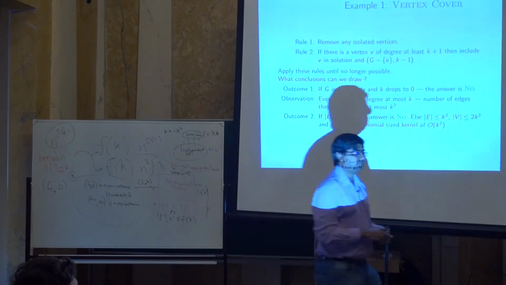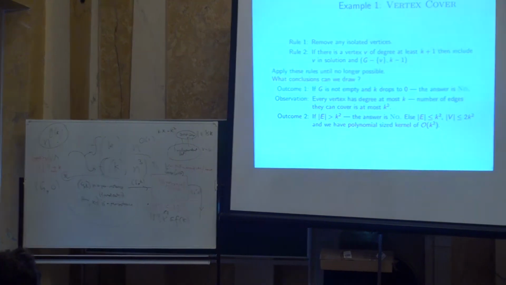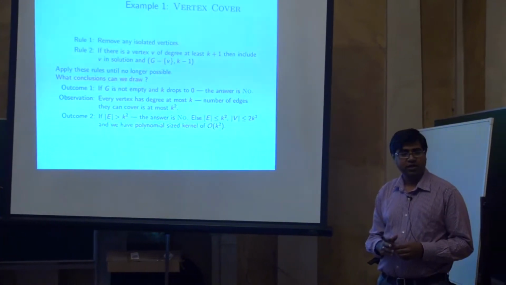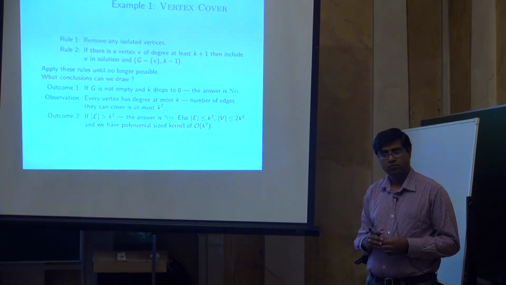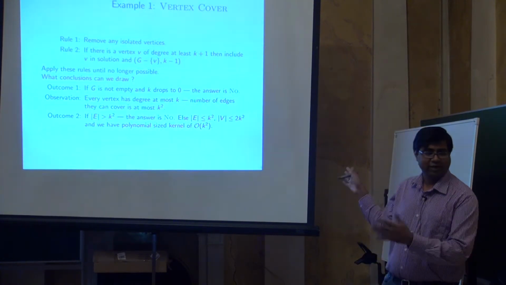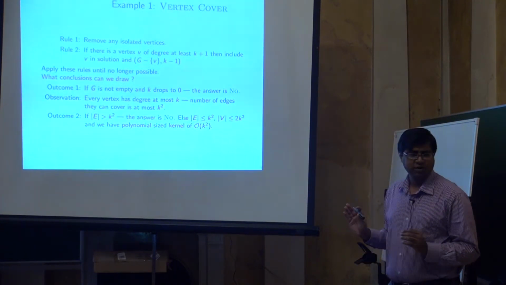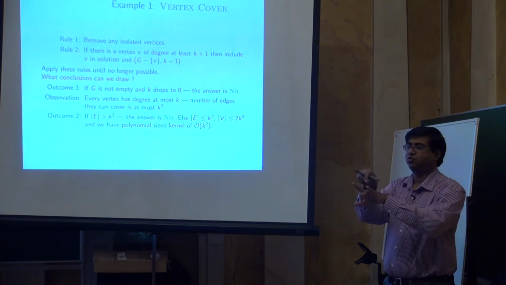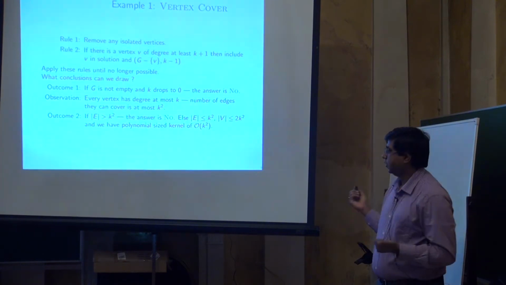Now, how many vertices can be there? If the number of edges is bounded by k square, how many vertices are there in that graph? 2 times k square at most. We can do something more clever, but the number of vertices being bounded by 2k square is correct, because an edge has 2 endpoints, so the total number of vertices is at most 2k square.